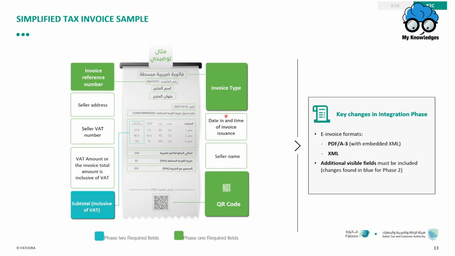Again, this is a sample of how the simplified tax invoice would look like. It's very similar to the tax invoice or the B2B one. However, you'll see that the buyer information is missing from here.